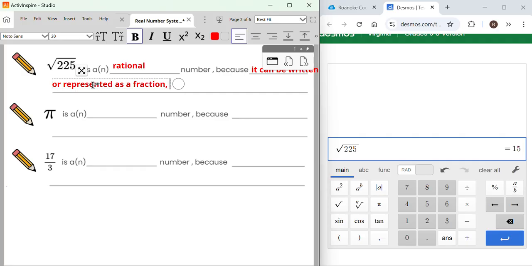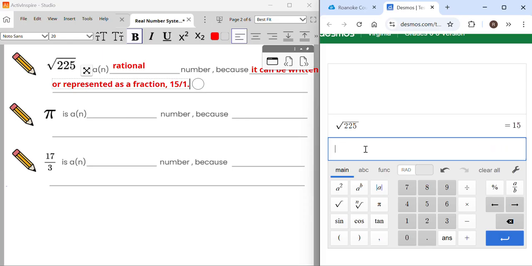For example, this fraction for 15 would be 15 divided by 1, because any number that's just standing there by itself, you can divide it by 1 and it will still be the same. Okay, so again, the square root of 225 is definitely rational because it can be written as a fraction. Okay, let's go on to our next example.